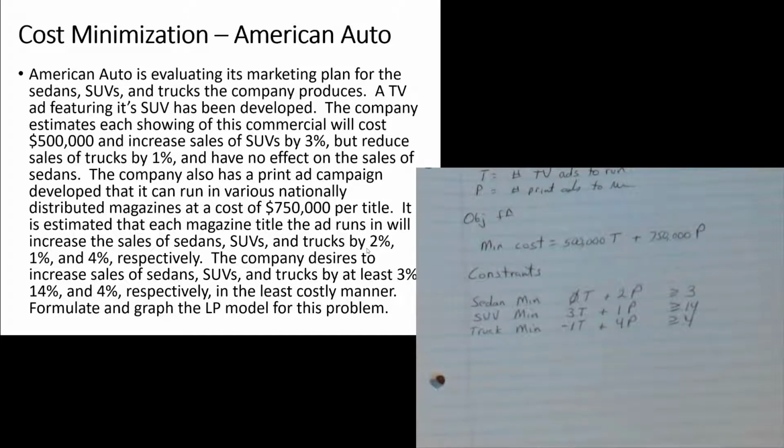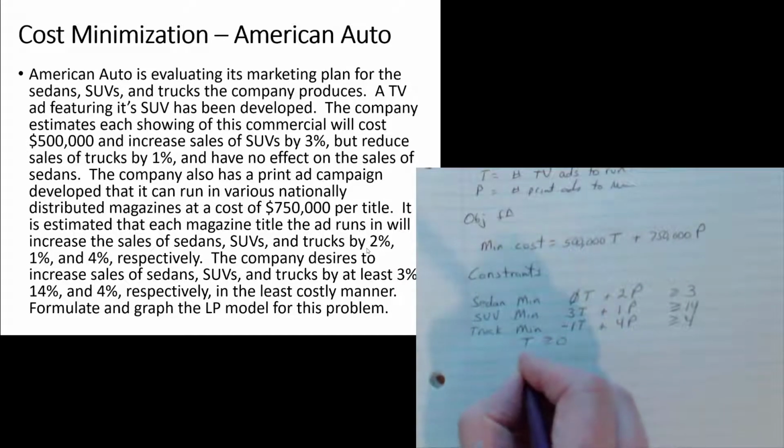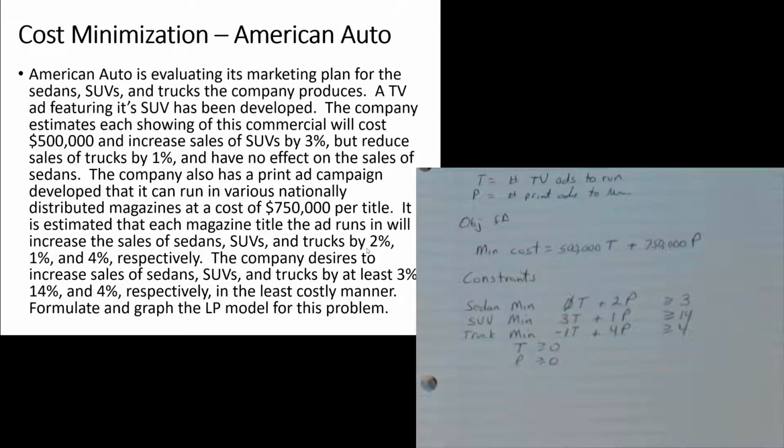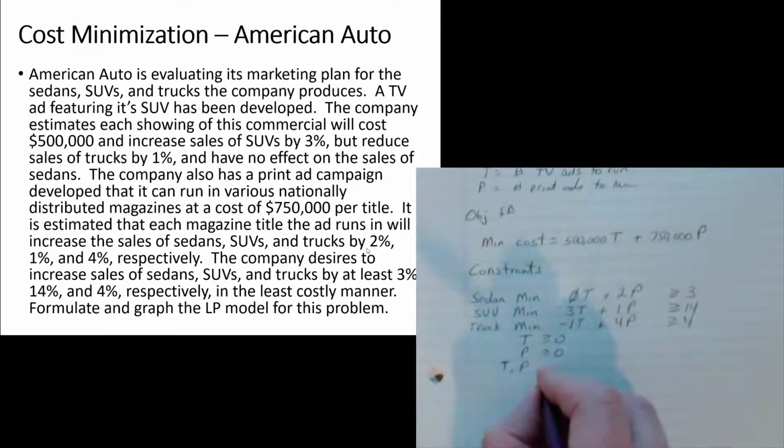So now we consider our 2 implicit constraints, right? And our implicit constraints are non-negativity and integers, first of all. I can't run a negative number of TV campaigns, and I can't run a negative number of print campaigns. I could choose not to run a television campaign. I could choose not to run a print campaign, at which point those values would be 0, but I can't run a negative amount. And I'm either running a TV ad or I'm not. I'm running a print ad or I'm not. So those are restricted to be integers.